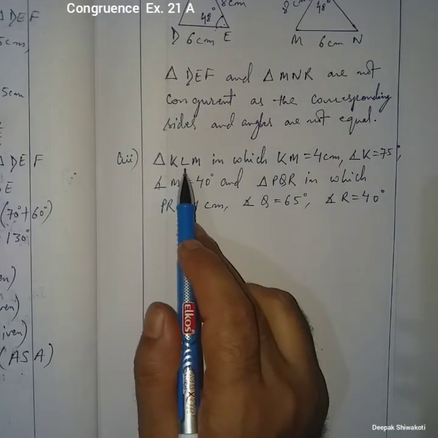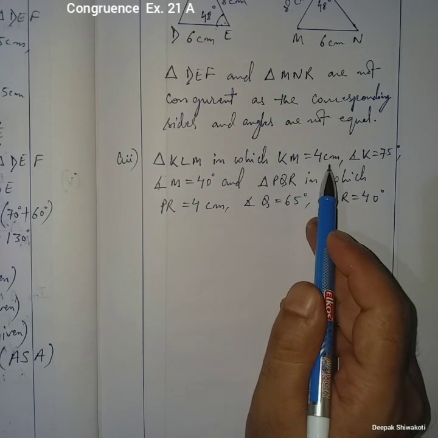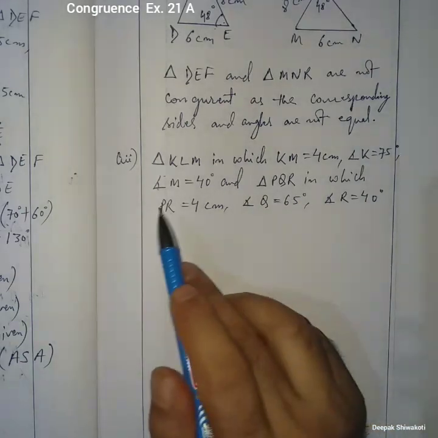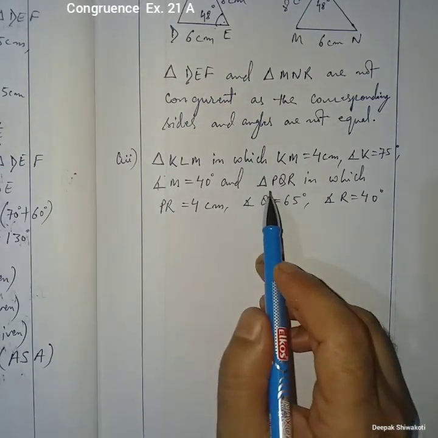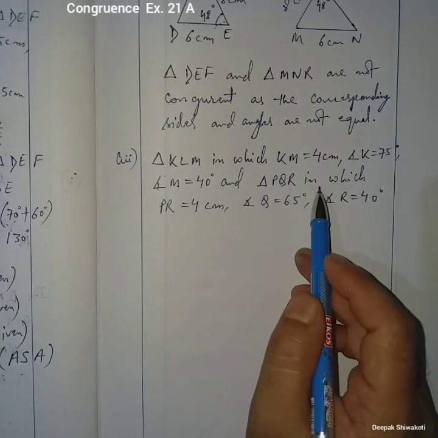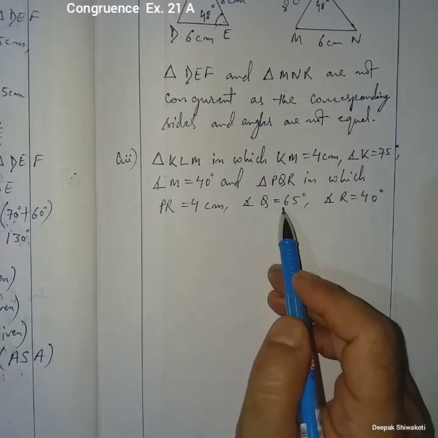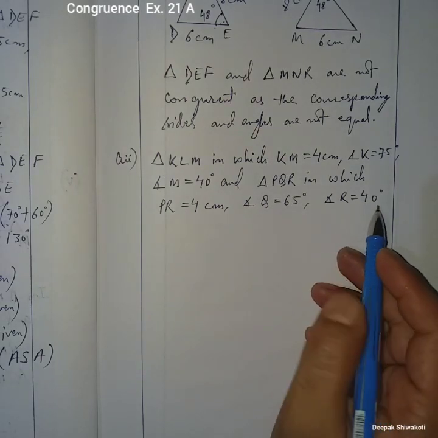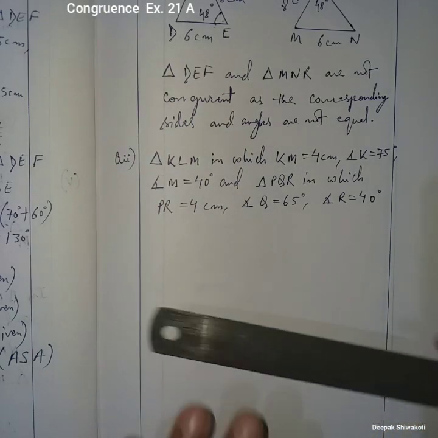Triangle KLM, in which KM is equal to 4 centimeter, angle K is equal to 75 degree, angle M is equal to 40 degree, and triangle PQR, in which PR is equal to 4 centimeter, angle Q is equal to 65 degree, angle R is equal to 40 degree. Okay, so let us draw the triangles.